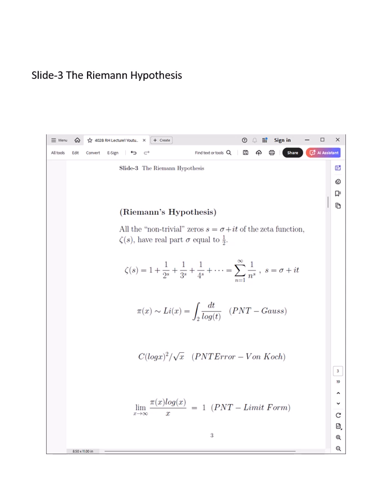The Riemann hypothesis, or RH, as sometimes referred to, is stated as a function of a complex variable S in the complex plane. It states all the non-trivial zeros S equals sigma plus IT of the zeta function zeta of S have real part sigma equal to 1/2.